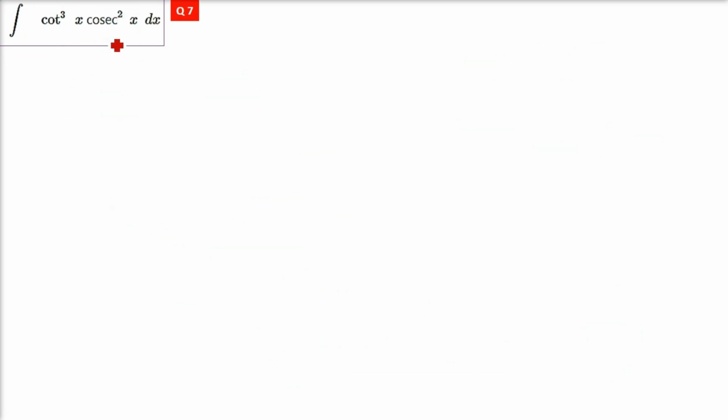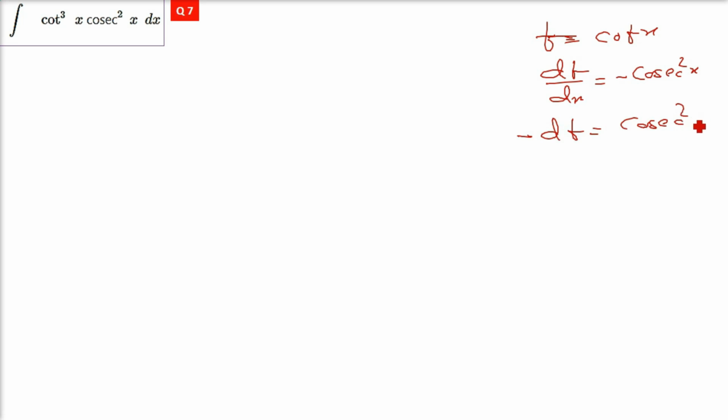Now next one is cot cube x cosec square x. Now we know that the derivative of cot x will directly give you cosec square x. And similarly with sec and tan also, when a question of sec and tan will come, the same thing you have to do. So when you place t as cot x, dt by dx will be equal to minus cosec square x. If you just take this negative on one side, it will be negative dt equal to cosec square x dx. So this whole term which we are talking about is negative dt.